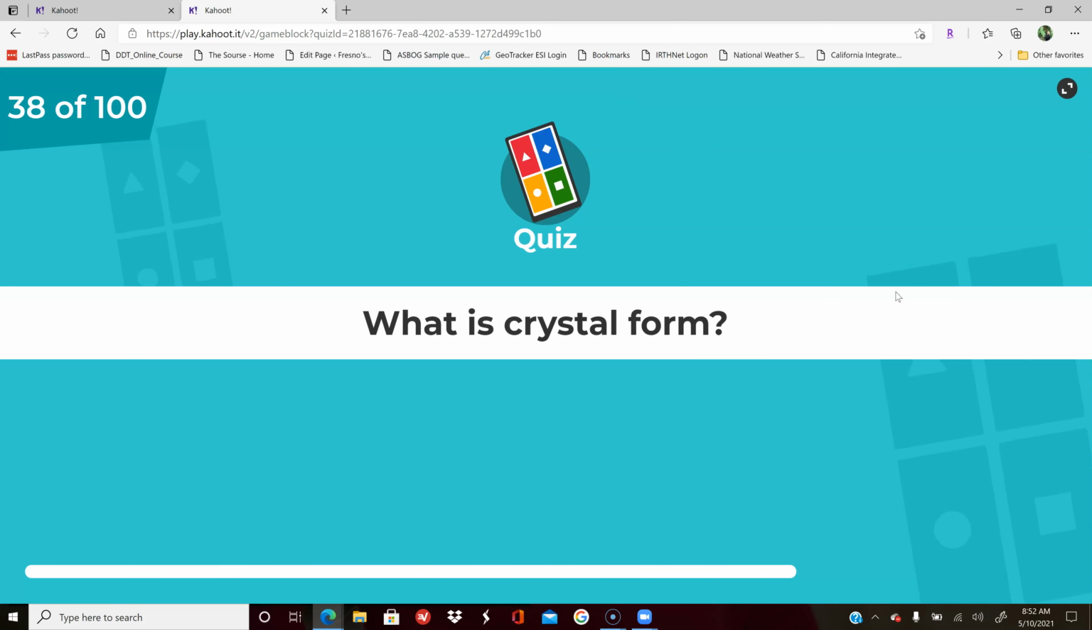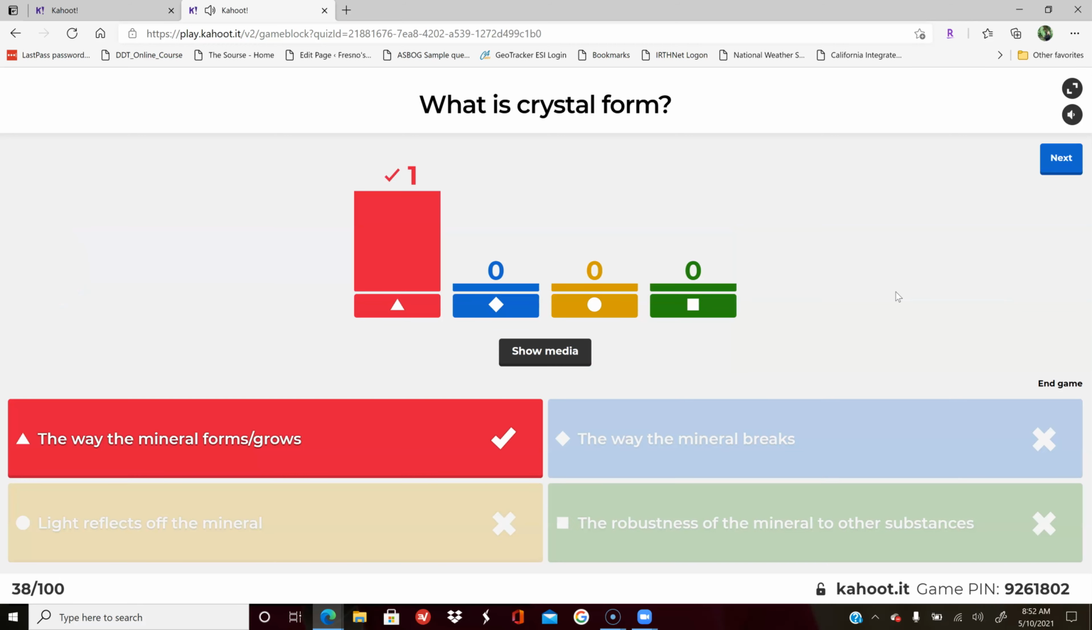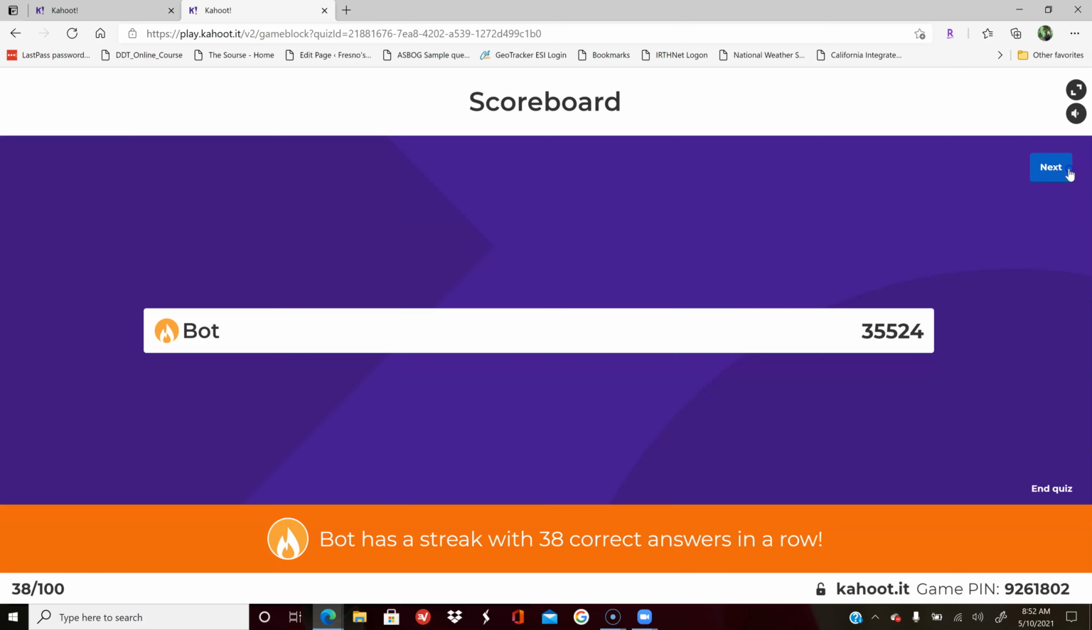What is crystal form? The way the mineral forms or grows, the way the mineral breaks, the way light reflects off the mineral, or the robustness of a mineral to other substances. Crystal form is the way that the mineral forms or grows. Once it's broken, it no longer looks or holds its crystal form.